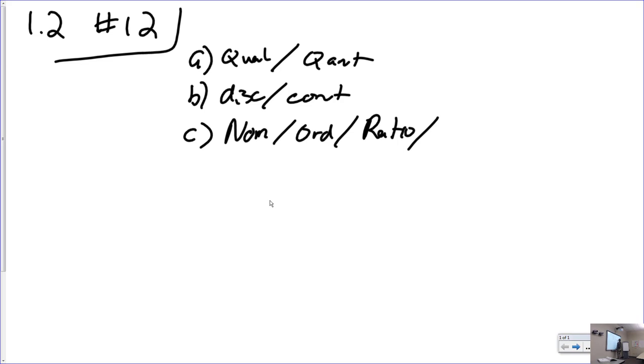Okay. What's the last one? Interval. Ratio. Vice versa, right? Interval ratio? Yeah. Was there a part D? No, just C. And then 12 was the size of t-shirts on sale. Size of t-shirts. So, first off, are size of t-shirts qualitative or quantitative?